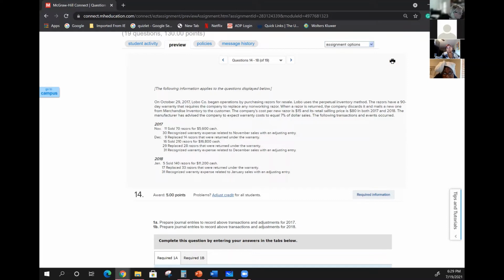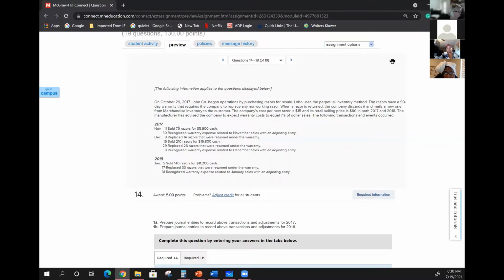When a razor is returned, the company discards it and mails them a new one from the merchandise inventory to the customer. The company's cost per razor is $15, and retail selling price is $80 in both years. The manufacturer has advised the company to expect warranty costs equal to 7% of the total dollar sales. All right, here's my transactions. So on number 1, it says to prepare the journal entries to record the transactions for the year 2017. So we're only going to focus on this top part for the part A.